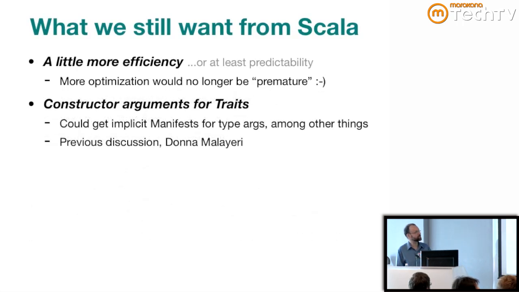And point number two is that I've desired for a long time constructor arguments for traits. This would let me get manifests for the type arguments of traits, as well as a bunch of other things. I know there's been discussion about this for years. And Donna Malari, who I think has been working with EPFL folks, has a way to do this. I know it's been in discussion, but it hasn't happened yet.